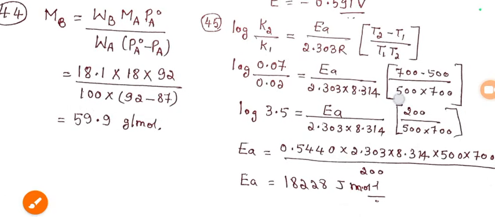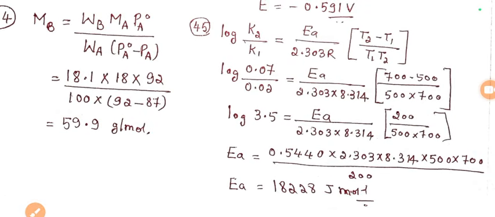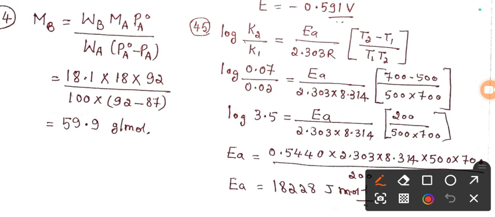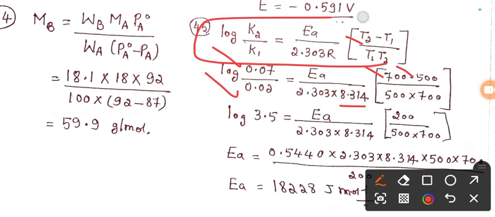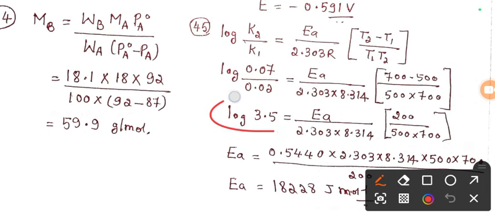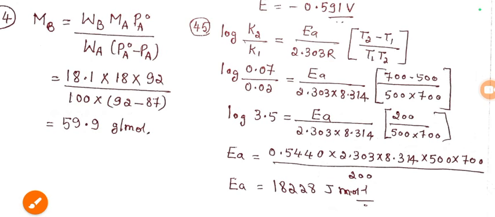One more numerical is related to chemical kinetics, to find out the activation energy. Here K2, the rate constant, is given as 0.07 and K1 is 0.02. R value is substituted. Final temperature is 700, initial temperature is 500. This main formula you have to use: log K2 by K1 is equal to Ea by 2.303 R into (T2 minus T1) divided by (T1 into T2). So when you substitute and calculate this, you will get log 3.5. Log 3.5 value is 0.5440. So when you calculate, Ea will be 18,228 joules per mole.